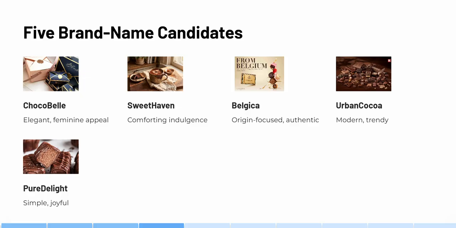These are the five brand names that I came up with, with a little help from the internet. Firstly, Chocobel, which is very elegant and feminine appealing. The second one, Sweet Heaven, a very comfort indulgence with a little tweak in its spelling. The third one would be Belgilica, a very origin focused name from Belgium and authentic. The fourth one would be Urban Cocoa, a very modern and trendy name for chocolate, especially dark chocolates. And finally, Pure Delight, a simple and joyful name for chocolate.